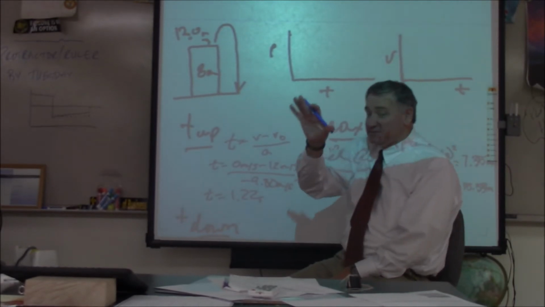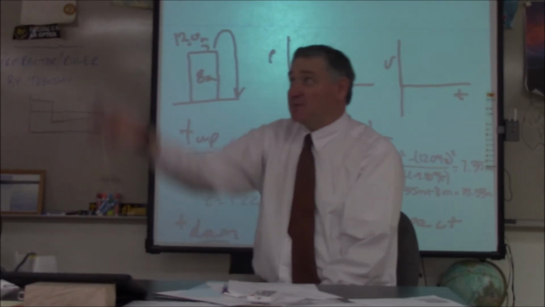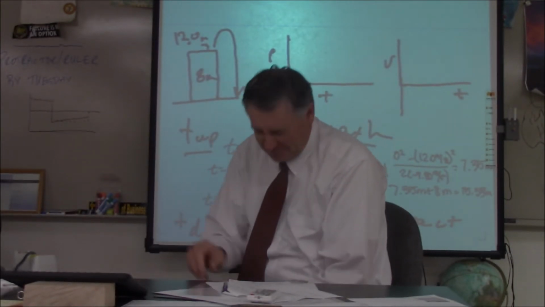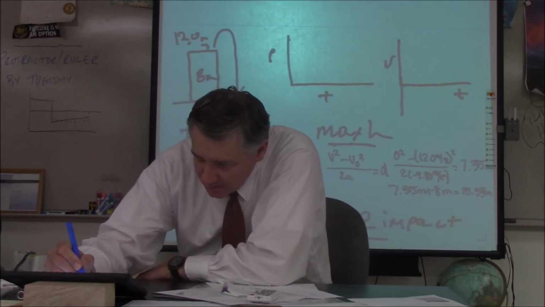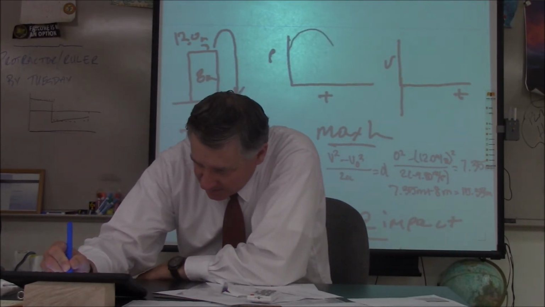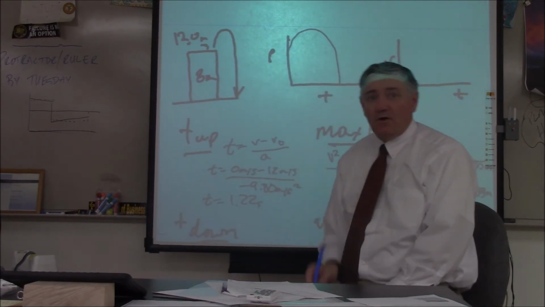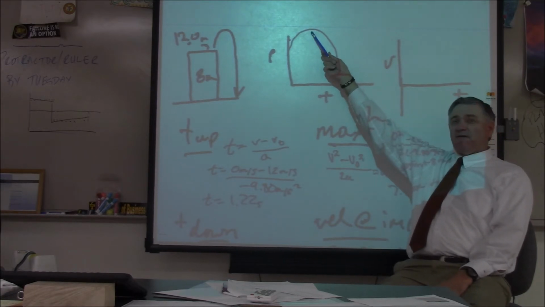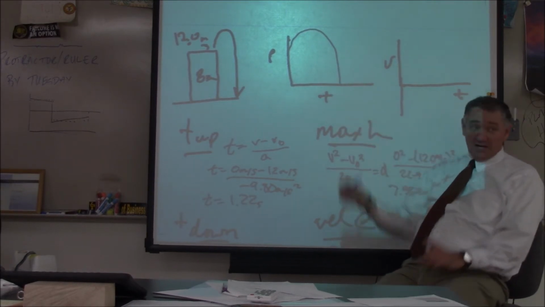Remember, this is a position time graph, right? So imagine here's the building. I'm going to throw it up in the air, and it's going to do that. So it's going to go up, and then it's going to come back down like this, right? Now, where's the ball at this point? Up the highest one. Maximum height. What's the velocity going to be? Zero. Okay, so here's the key.